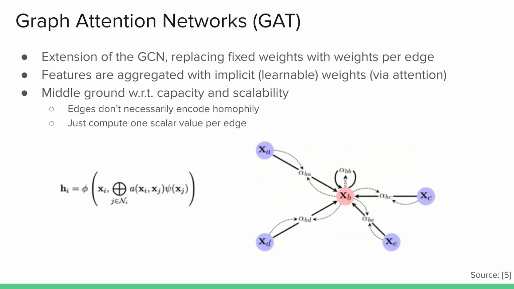Now that we've seen in great detail how graph convolutional neural networks work, let's take one step up. The next flavor that we can have to build such a G function would be graph attention networks. It's an extension where we're replacing those fixed weights, with which we multiply our neighbors, with actual learned weights. So the features are now aggregated with this implicit weight that we learn via an attention mechanism. It's basically a middle ground between the graph convolutional networks and the message passing that you will see in a second. And the edges here don't necessarily encode homophily.